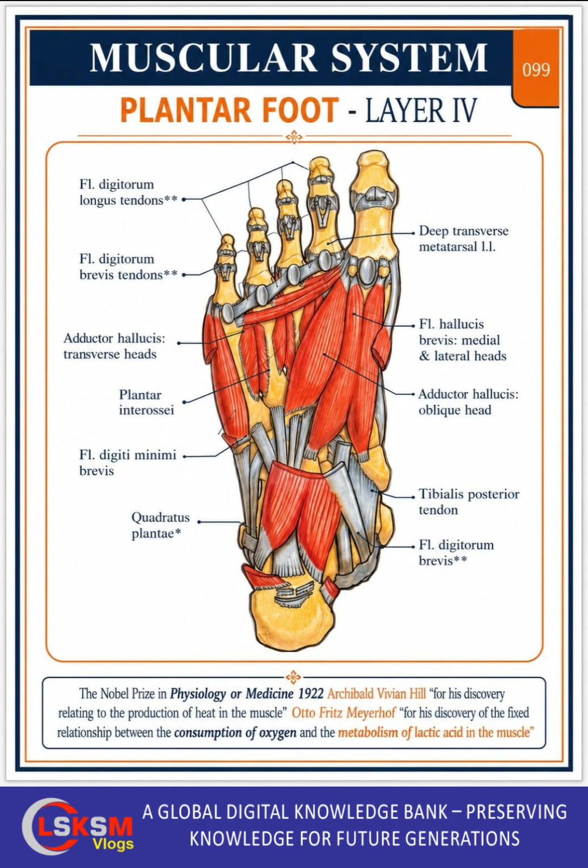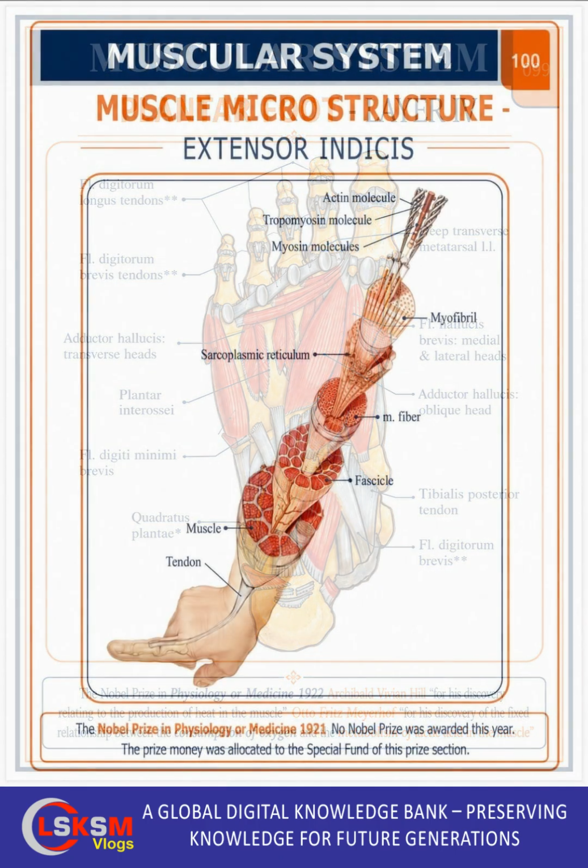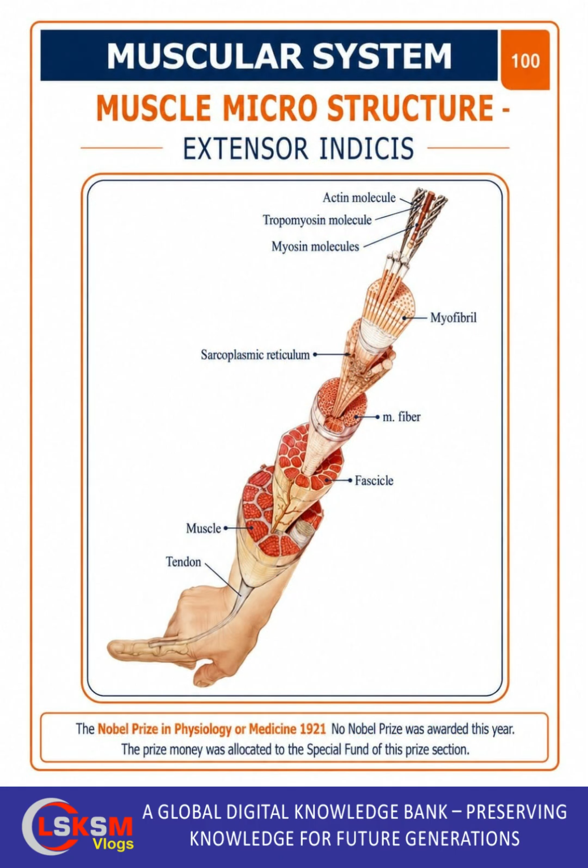Layer 4. Reveals the deepest layer of muscles between the metatarsal bones. These muscles help spread and bring together the toes while maintaining balance. Muscle microstructure, extensor indicis. Illustrates the microscopic organization of the extensor indicis muscle fibers. It demonstrates how skeletal muscle cells contract to extend the index finger.